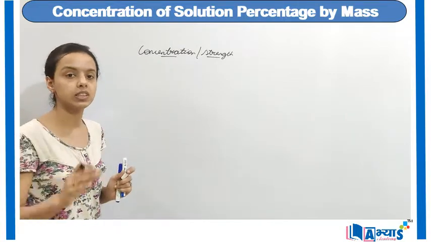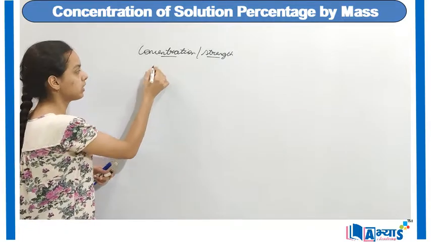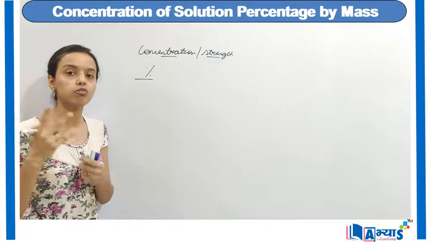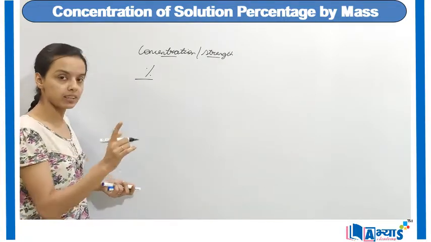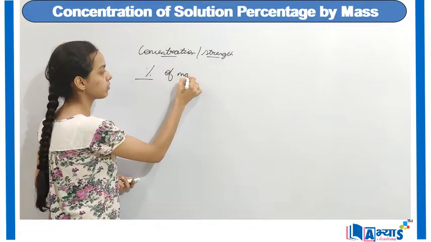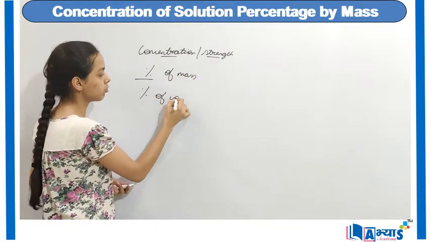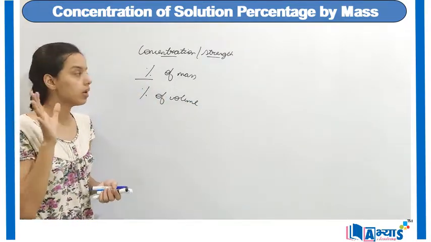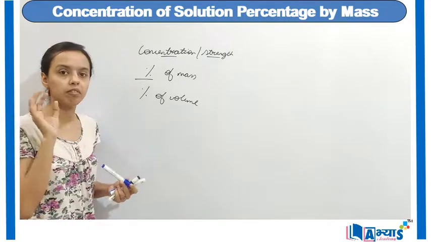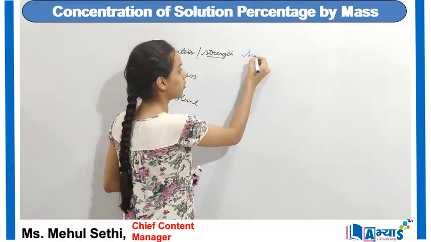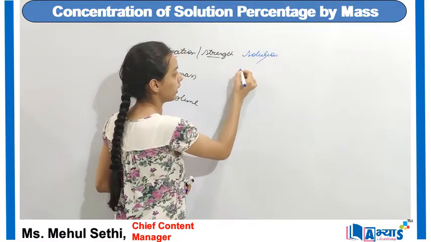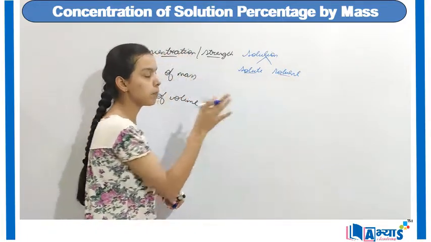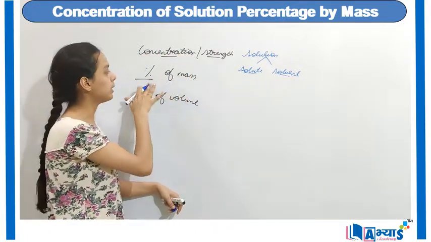There are various methods to find the concentration, but out of all of them, the most used method is percentage. In the category of percentage, there are two formulas: either percentage of mass or percentage of volume. A solution is made up of two components, solute and solvent. When both of them are in the solid state, we use the formula of percentage of mass.